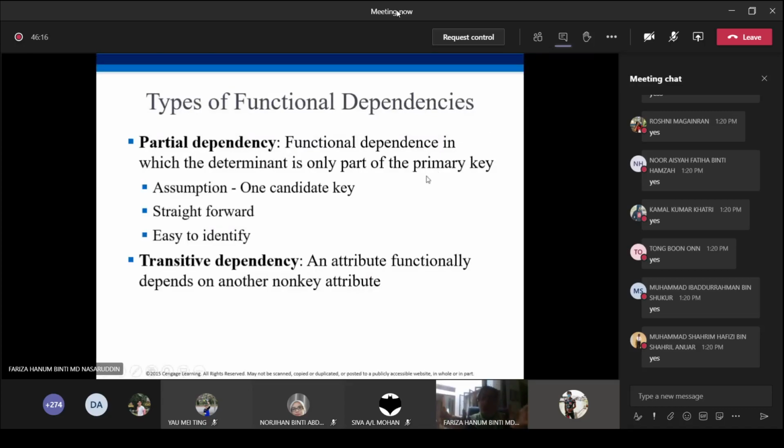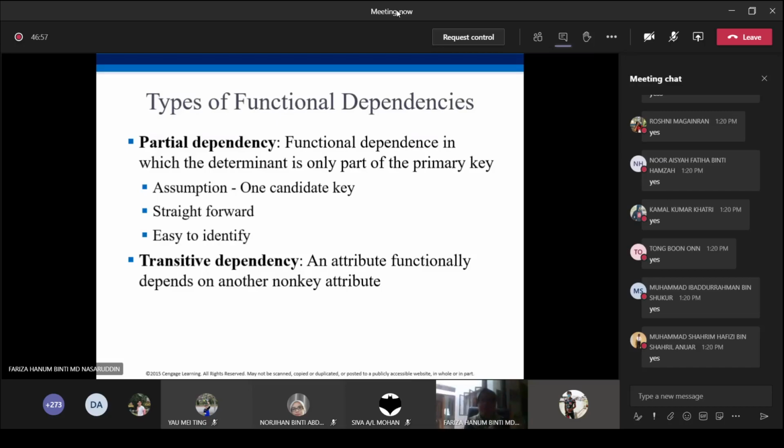Meaning that it should be a composite key, because a composite key has two parts of the primary key, right? I'm not going to read all this. I myself can't understand what this is. Partial dependency means dependent only on part of the primary key. So you must have a composite key. Then only you can have a situation where you can show that there is a partial dependency, meaning that it is dependent on only part of the primary key.